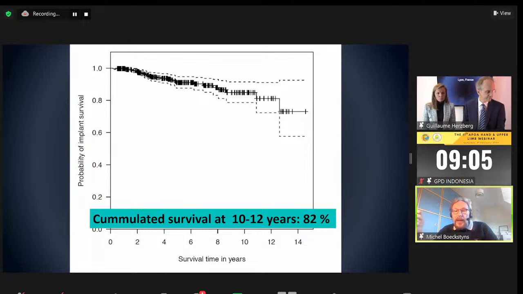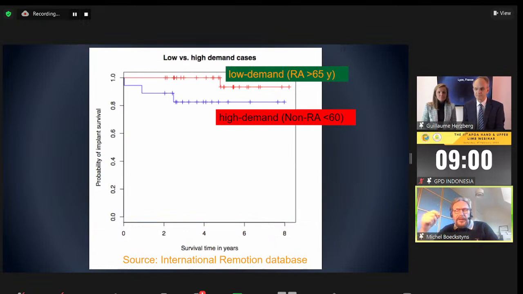Next slide, please, Guillaume. This confirms what we have said before. The high demand patients, in this analysis, we defined high demand as non-rheumatoid arthritis younger than 60 years, versus low demand, which are patients with rheumatoid arthritis and older than 65 years. You see that there is a clear and significant difference in survival rate between these groups.